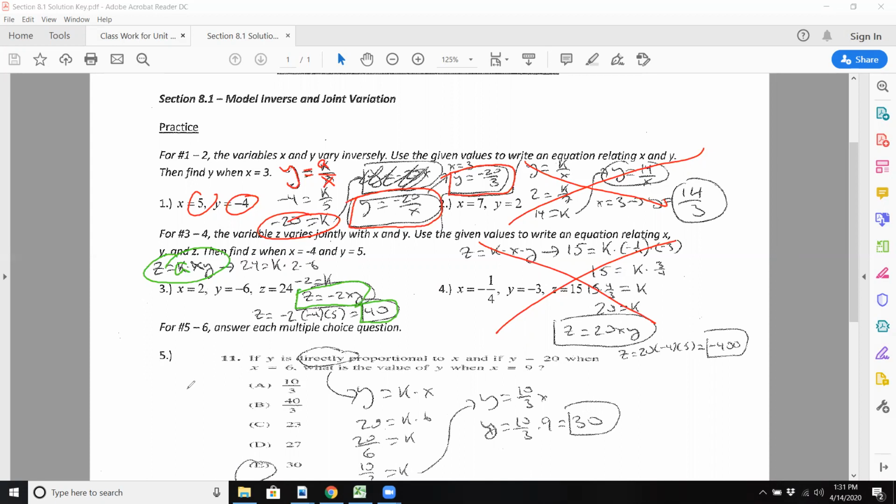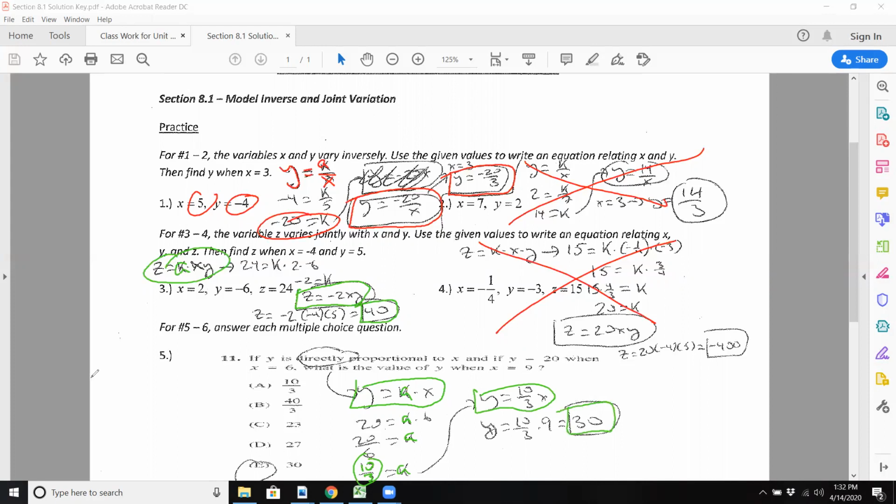Then for 5, this is actually like an SAT style problem. You're told that y is directly proportional to x, so y equals k times x. And you're told that y equals 20 when x is 6, so you solve for your constant of variation. We'll use a for the constant of variation. If you do that correctly, you get 10 thirds if you reduce it. So that's your equation here. And then you're asked to solve for y when x is 9. So throw in 9, you get 30.